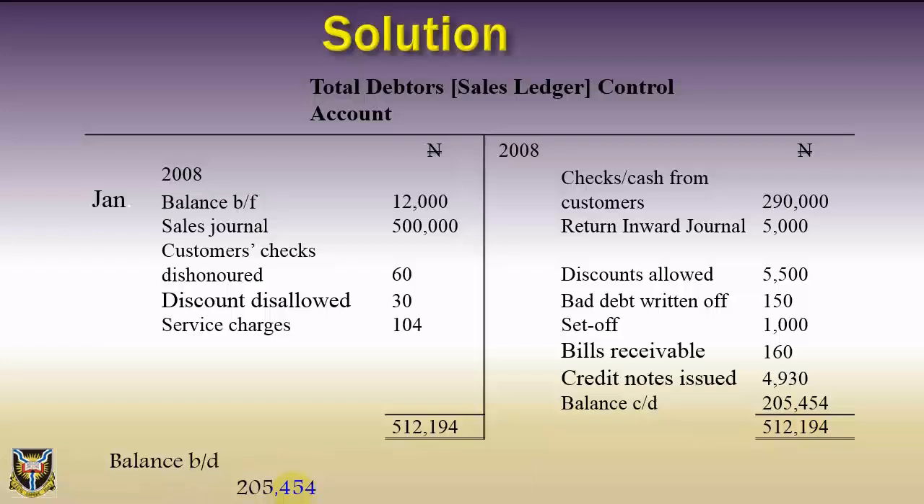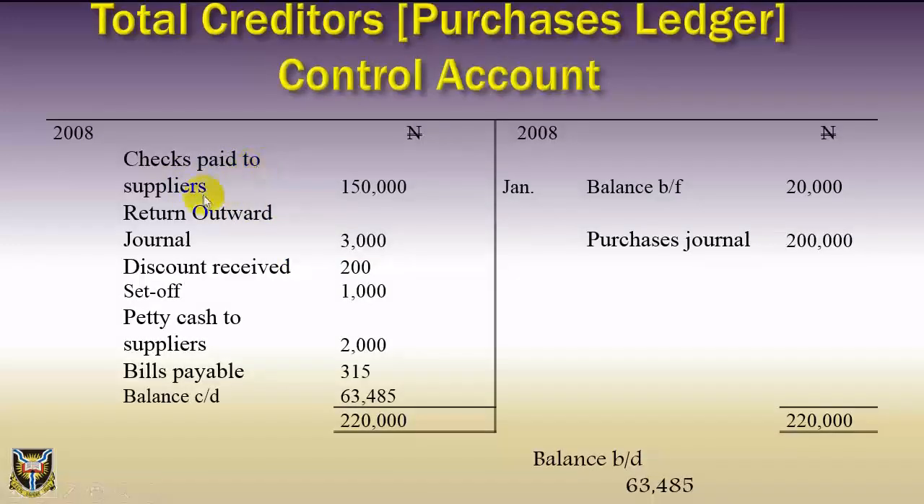Total creditors purchases ledger control account 2008. Checks paid to suppliers 150,000. Return outward journal 3,000. Discount received 200. Set off 1,000. Petty cash to suppliers 2,000. Bills payable 315. Balance C/D 63,485. Totaling 220,000 naira.